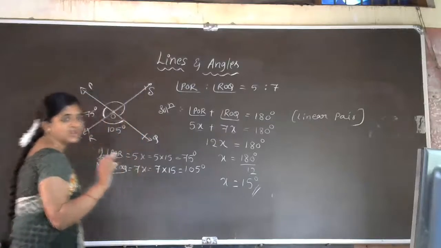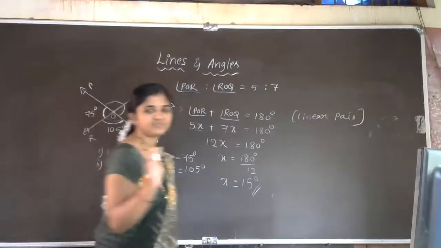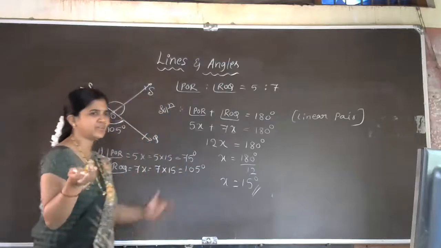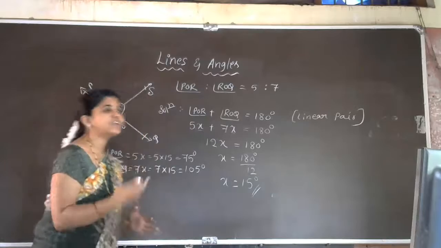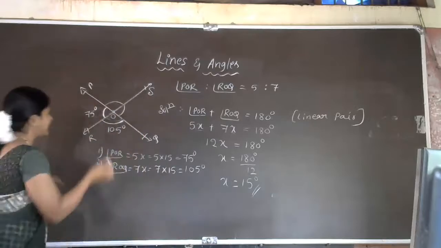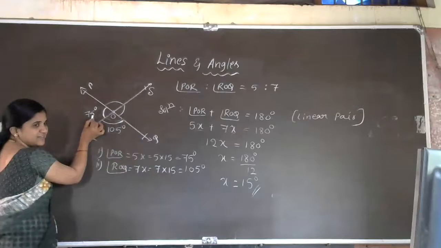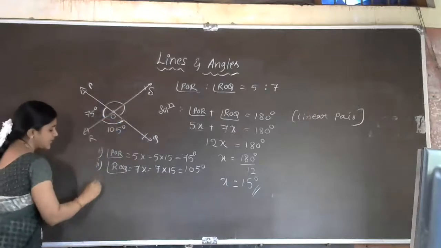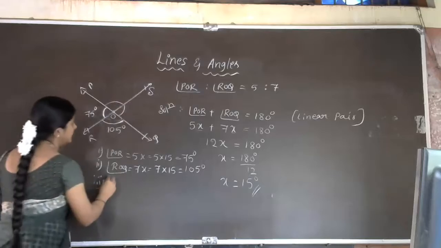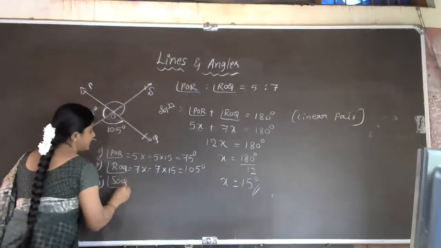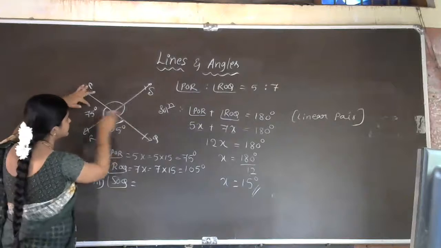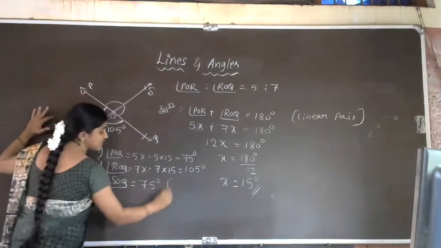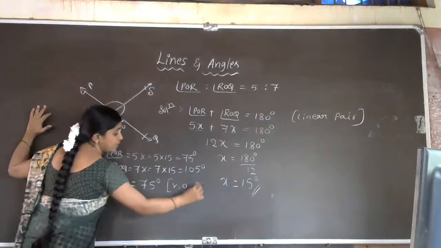Yes, very good. Kritika, yes, vertically opposite angles. No need to take the linear pair again. Vertically opposite angles, very easy topic. If this one is 75 degree, the vertically opposite angle is also 75 degree. Third one, angle SOQ is vertically opposite to this 75 degree. Therefore, SOQ is 75 degree.